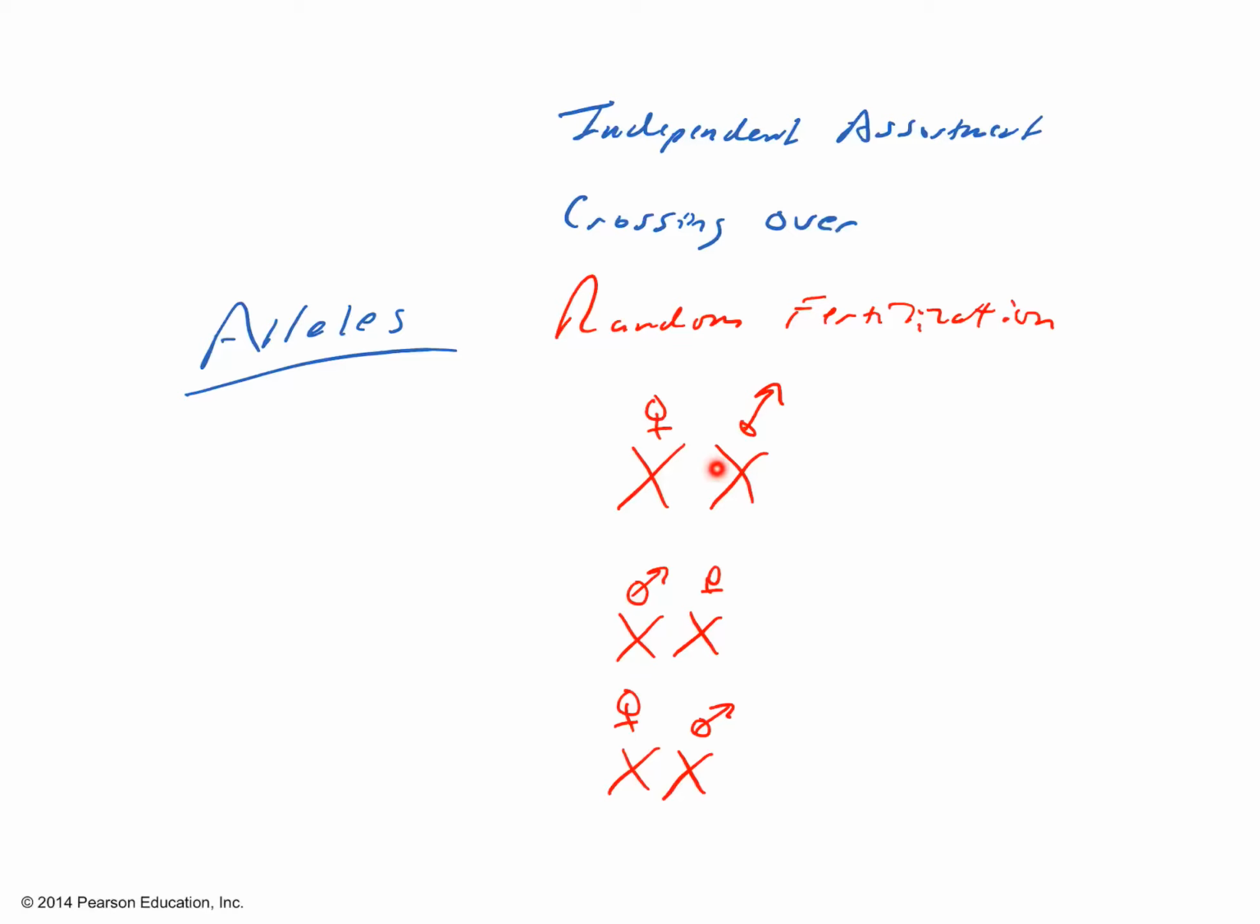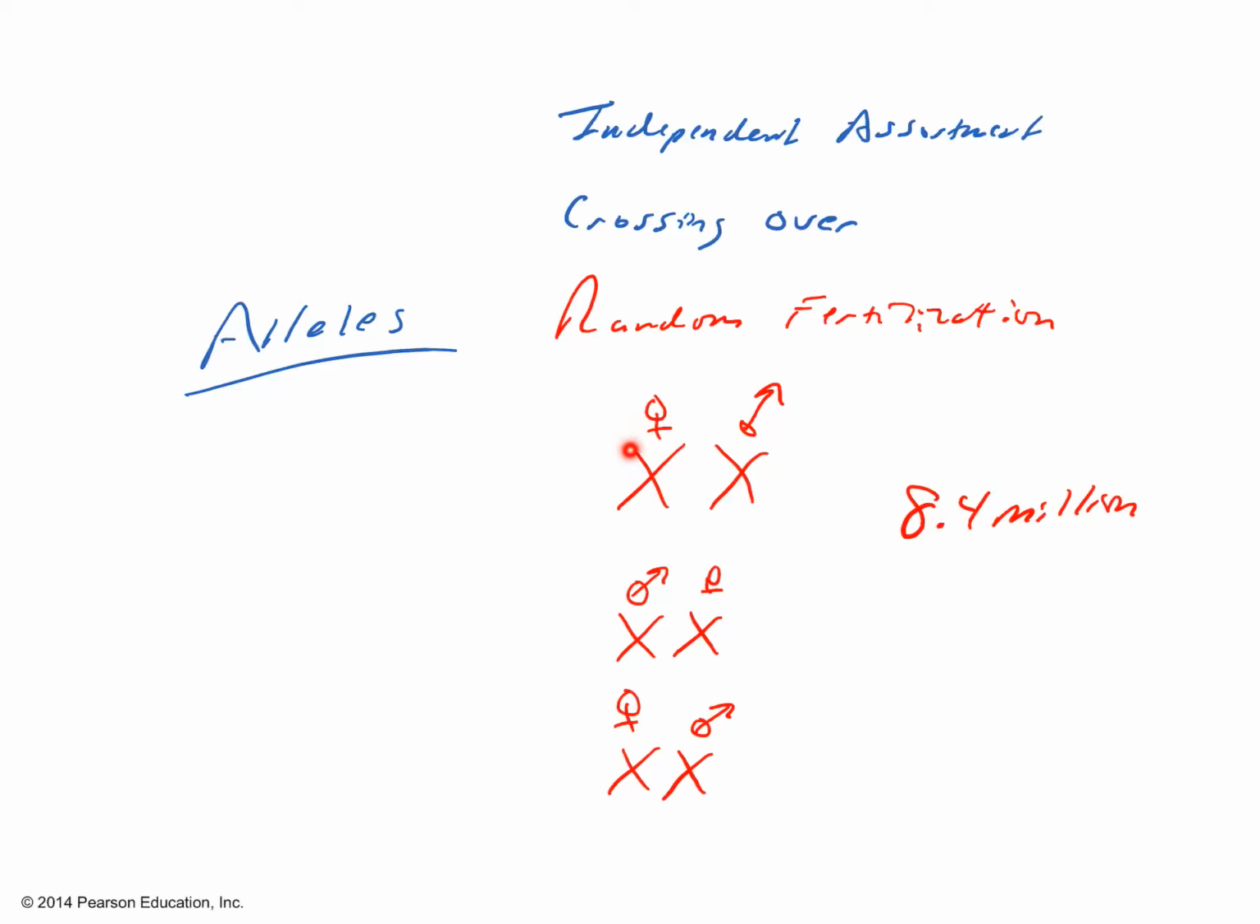The point is that each of these pairs line up irrespective or independently from how the other pairs line up. That means there's nothing saying that because this pair lined up this way, mother's on the left, father's on the right, that this one has to line up the same way or the other way. Each one is the flip of a coin, basically. All right? So that means that in humans, where you have 23 pairs of chromosomes, there are actually 8.4 million possible lineup combinations. Imagine it this way.